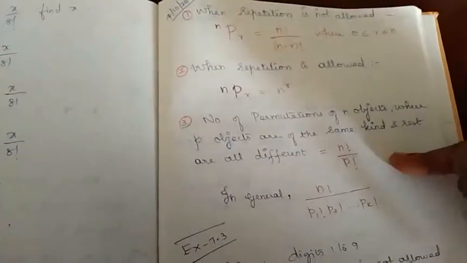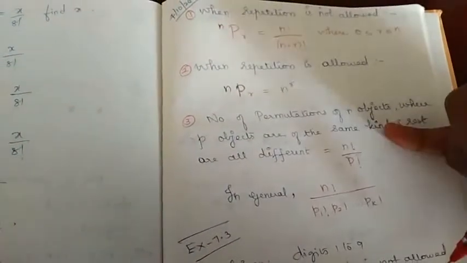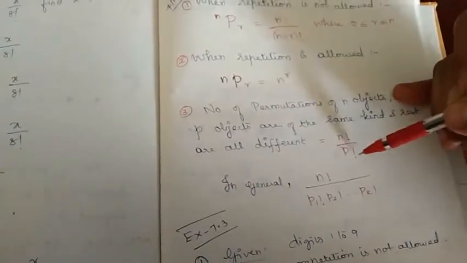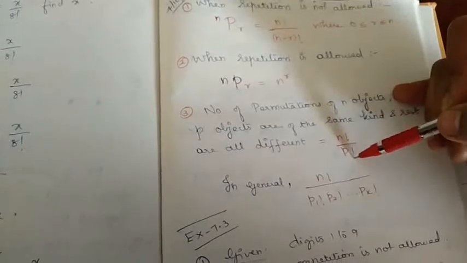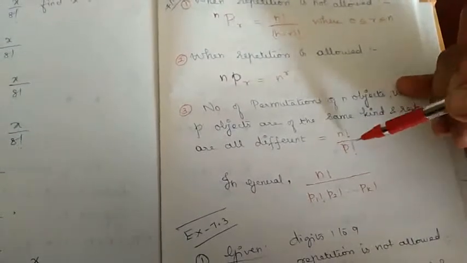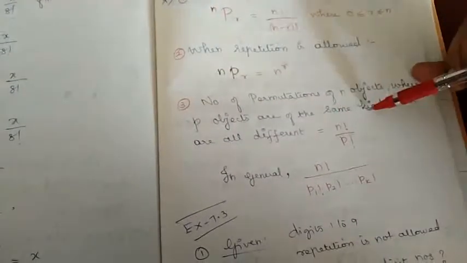Then there is one more thing: the number of permutations of n objects where p objects are of the same kind and the rest are all different is n factorial divided by p factorial. This is the number of permutations when things repeat. P objects are of the same kind.